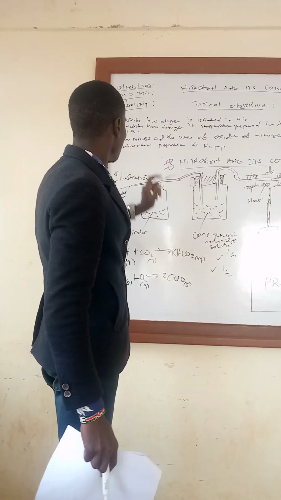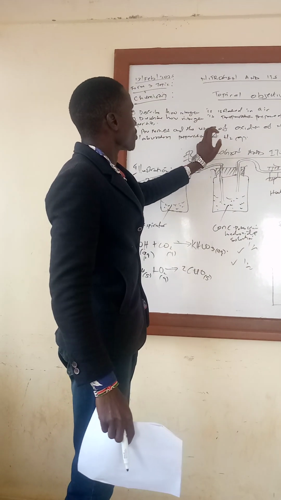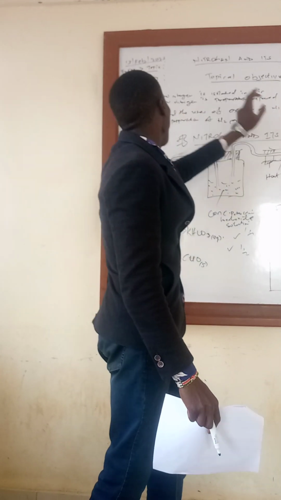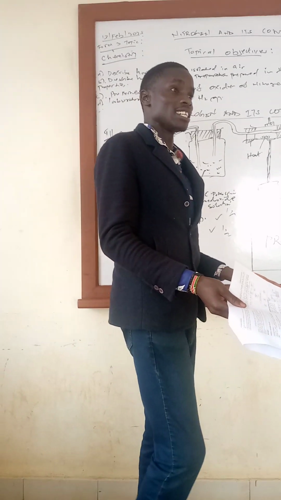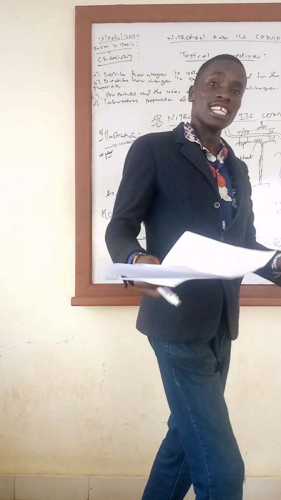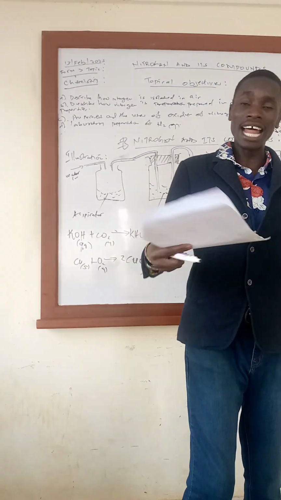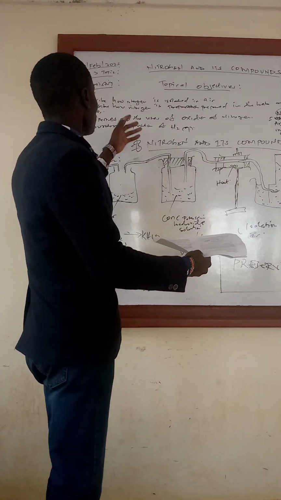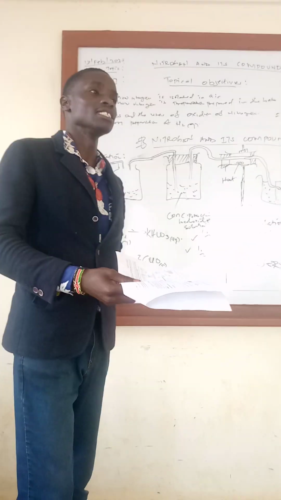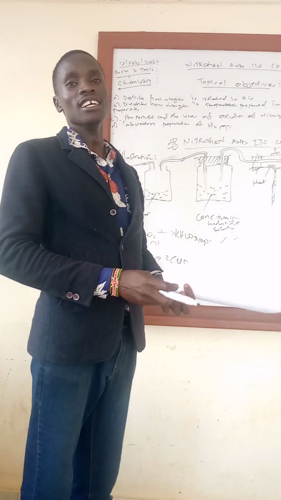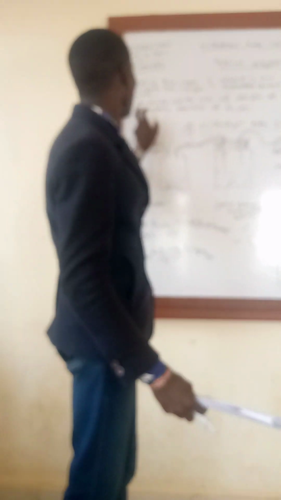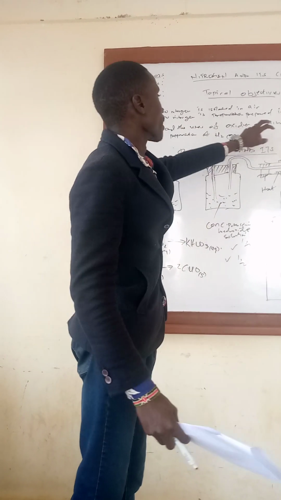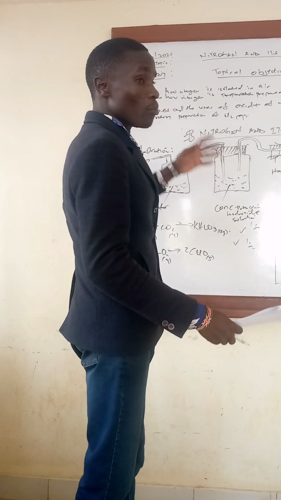The second objective: you have to describe how nitrogen is prepared in the lab and state its properties. Gases have properties, right? Nitrogen has properties. So we have talked of the preparation in the lab and then the properties of nitrogen.